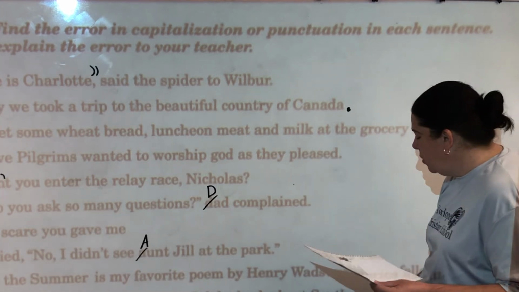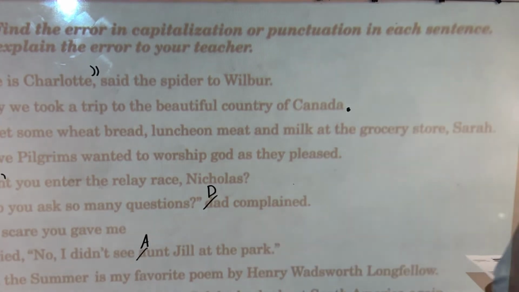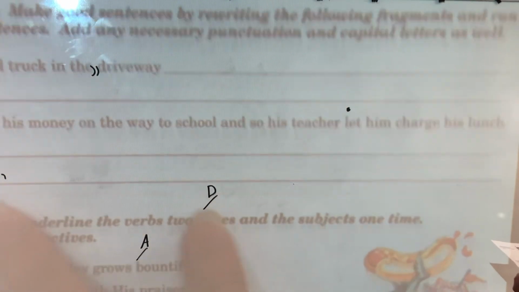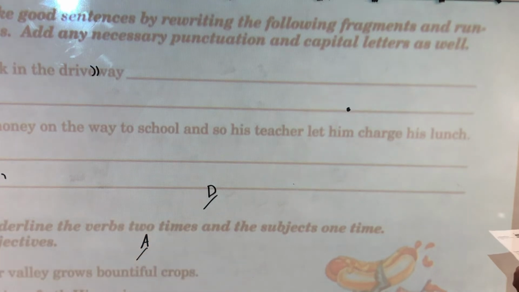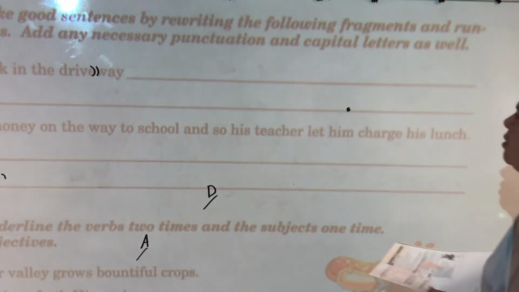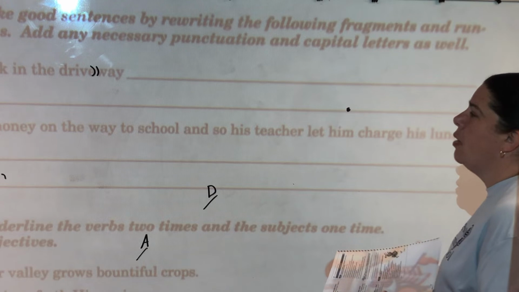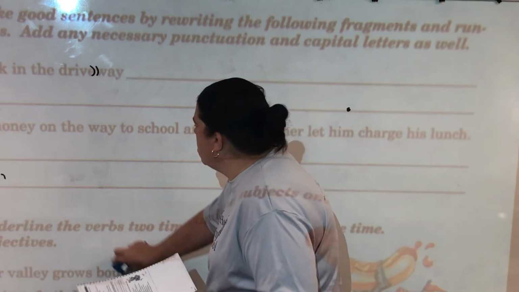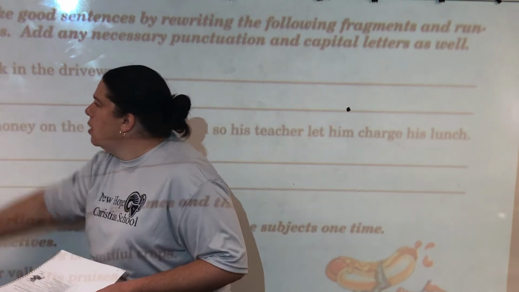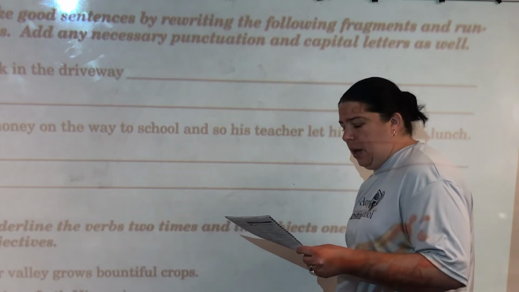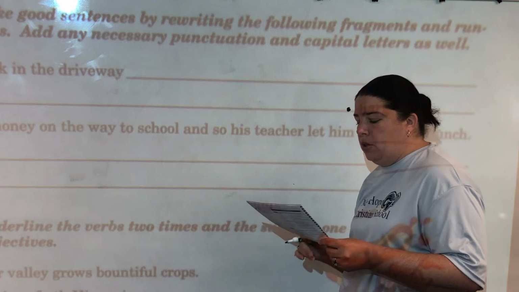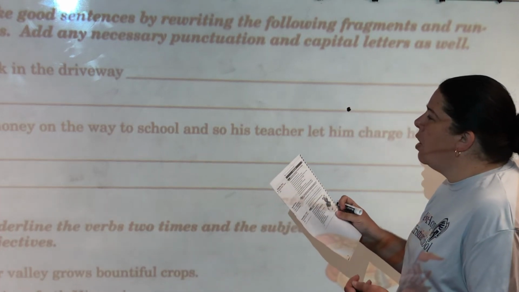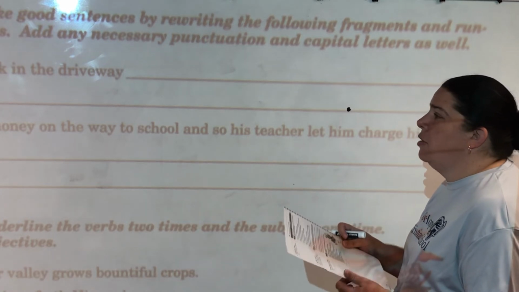Okay? All right. Like I said, we're going to go through just a few of them. Make sure you have the right idea. This one, you're going to make some good sentences, rewriting the following fragments and run-together sentences. Okay, we'll do one of those. The car and truck in the driveway. Well, that's just a fragment. What happened to them? Are they in the driveway? The car and truck are in the driveway.